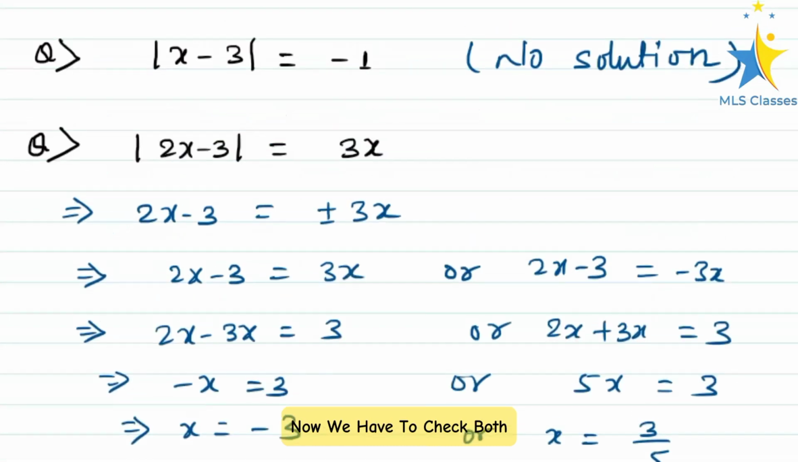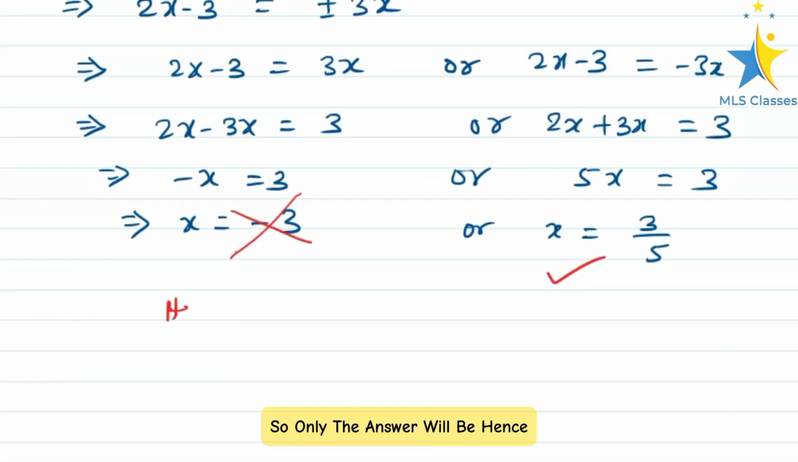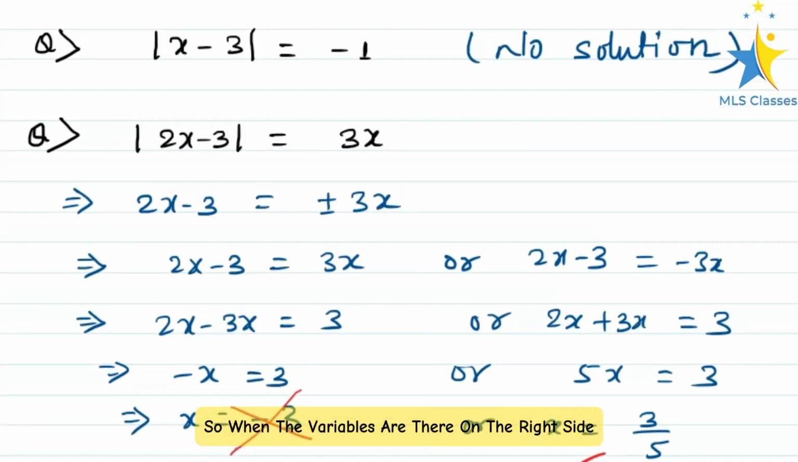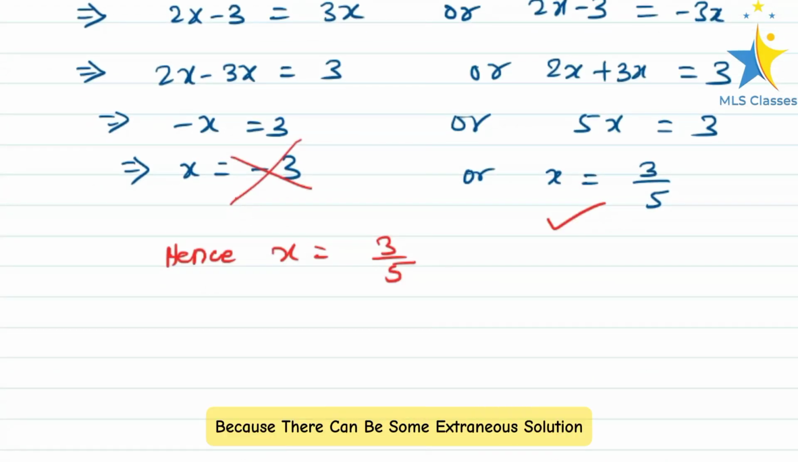Now we have to check whether both are satisfying or not. If you put x equal to negative 3, the right side will become negative 9, and as I said, the result cannot be negative. That means this one is not satisfying, but x equal to 3 over 5 will satisfy. So the only answer is x equal to 3 over 5. So when there are variables outside of the absolute value also, we always have to check our solutions after solving, because there can be some extraneous solutions which have to be rejected.